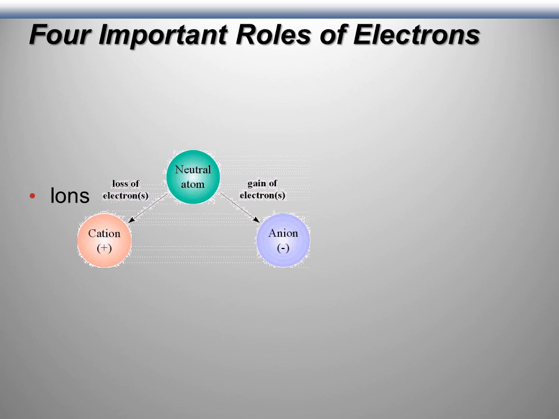So now let's talk about ions. When we lose an electron, the atom becomes more positive. We call that a cation. I always remember the t looking like a little plus sign. If we gain an electron, now we're negative. That's a negative ion, or anion.